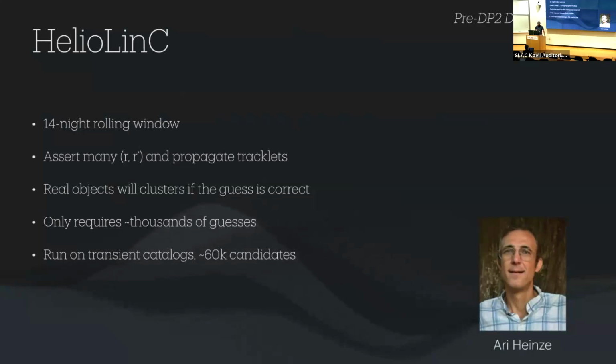If you propagate tracklets forward, the real objects cluster together in nice tight clumps, and we can find lots of asteroids. Doing this is surprisingly quick. It only requires a few thousand guesses for the main belt, and a few tens of thousands of guesses to cover the near Earth object space. And running this on the transient catalogs produced by Matt and Kevin, we found 60,000 candidate asteroids in the pre-DP2 direct image catalogs.